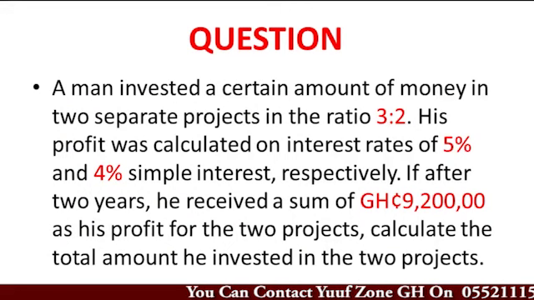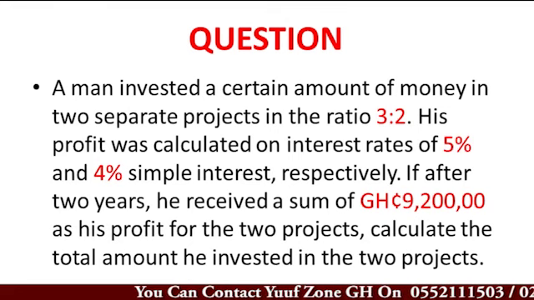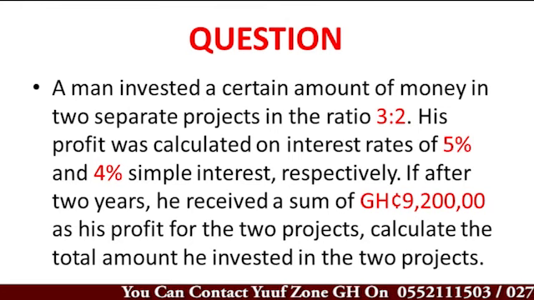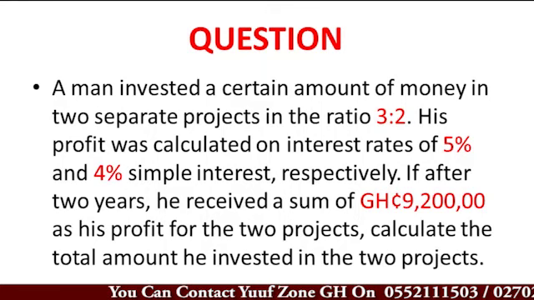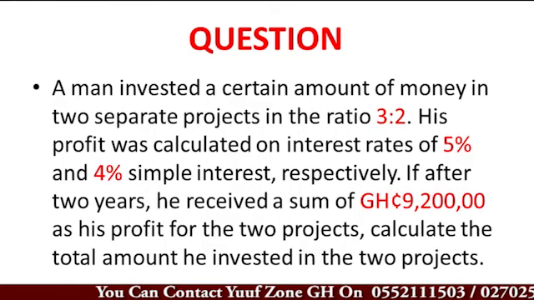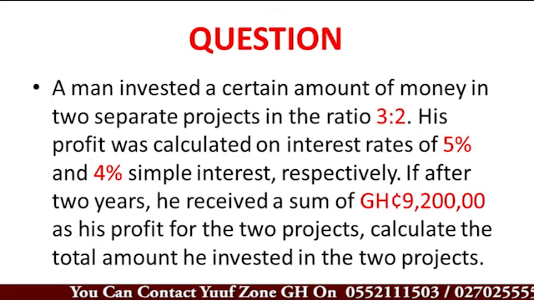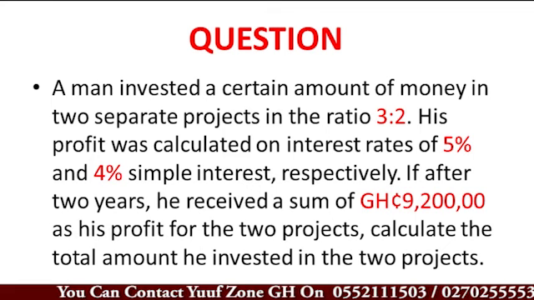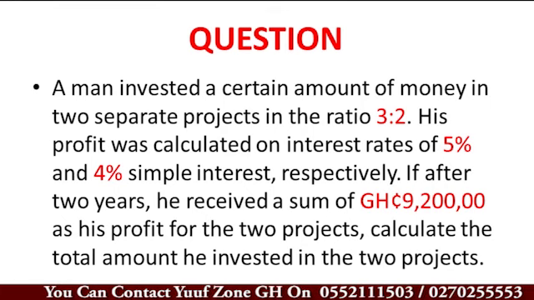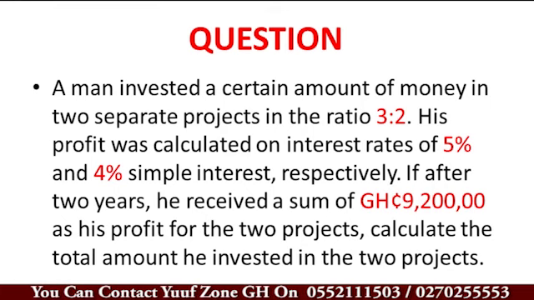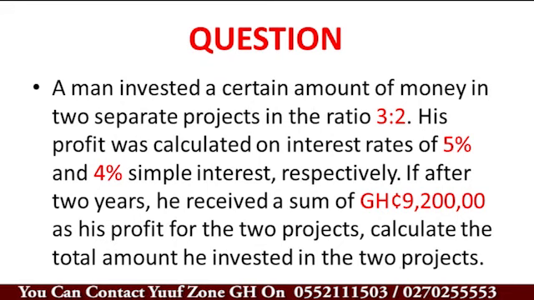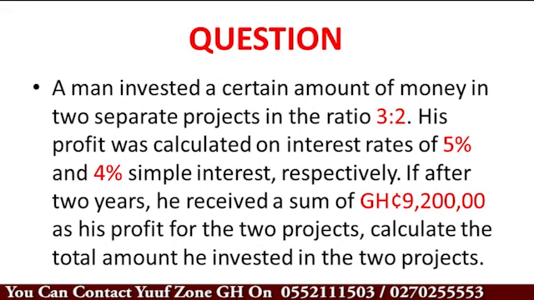So, this is the question. A man invested a certain amount of money in two separate projects in the ratio 3 is to 2. His profit was calculated on interest rate of 5% and 4% simple interest, respectively. I hope you understand that when I say respectively. Good. Then, if after 2 years he received a sum of 9,200 Ghana cedis as his profit for the two projects, calculate the total amount he invested in the two projects.